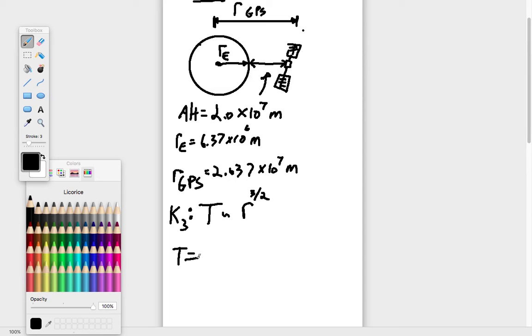The orbital period is equal to 2 pi divided by the square root of big G and the mass of the central body, which in this case is the Earth, times this whole thing. This equation's in the book, is where I got it, times the square root of the cube of the radius.